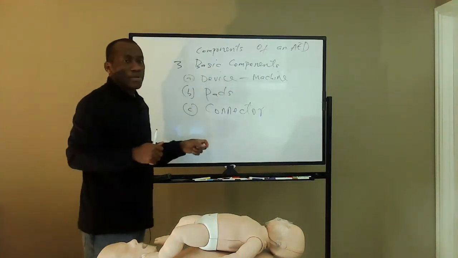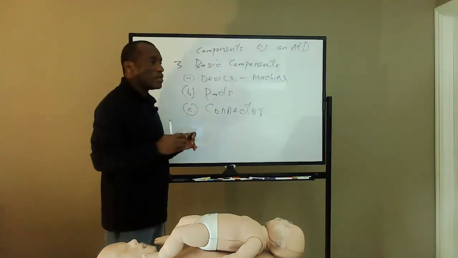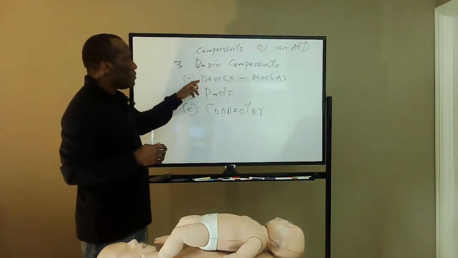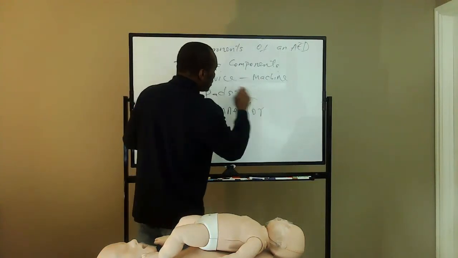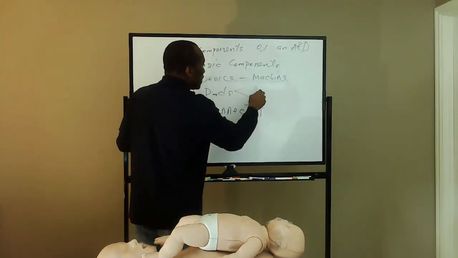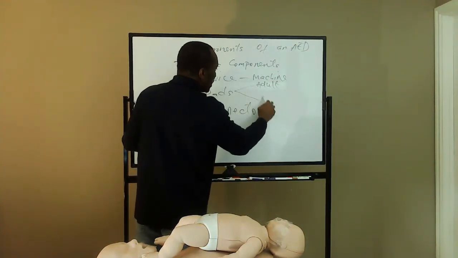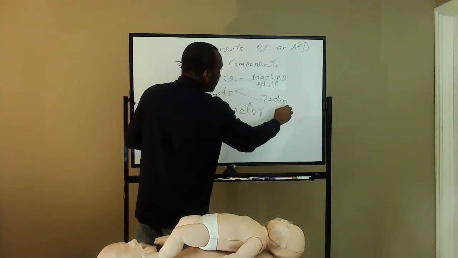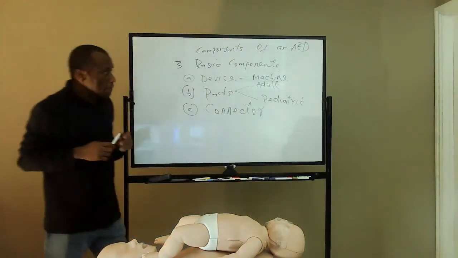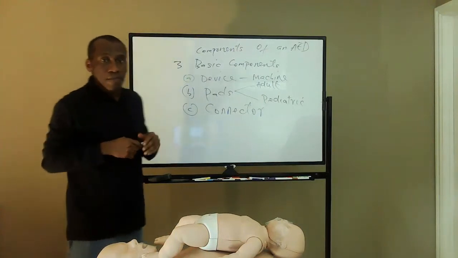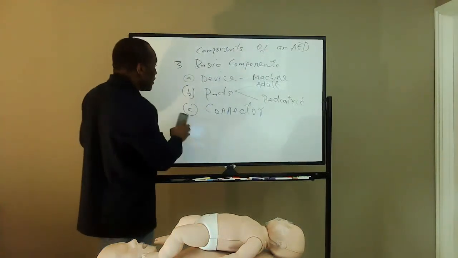And these three components must be linked together for this to work. So the machine, the pads. You may get two types of pads here, the adult pad and the pediatric pad, which is smaller. So those are the basic components here.